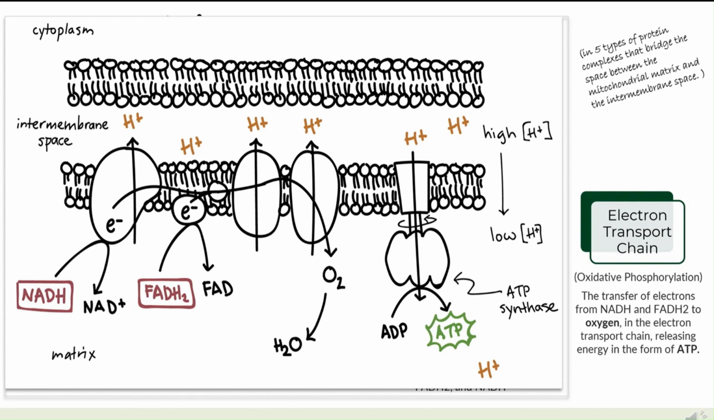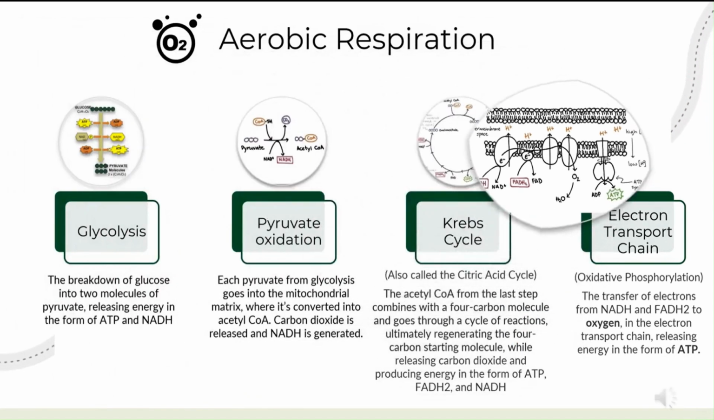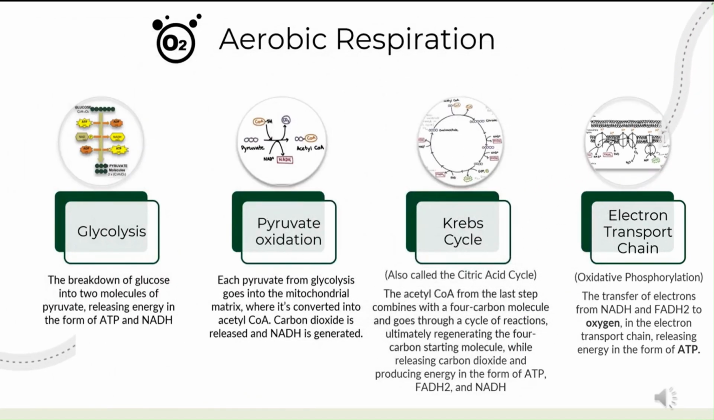Remember that a gradient means there's an uneven amount of something on one side versus the other. We now have a proton gradient. Protons flow back into the matrix through an enzyme called ATP synthase, which then makes ATP. At the end of the electron transport chain, oxygen accepts electrons and takes up protons to form water. So those are our main stages in aerobic respiration.